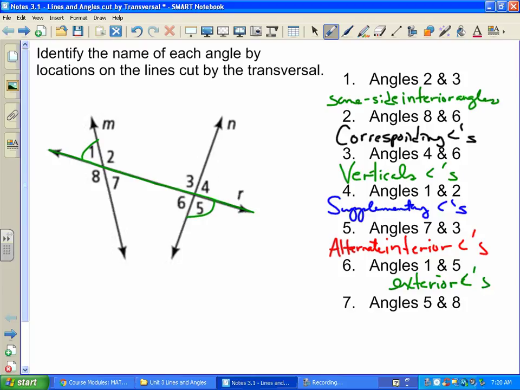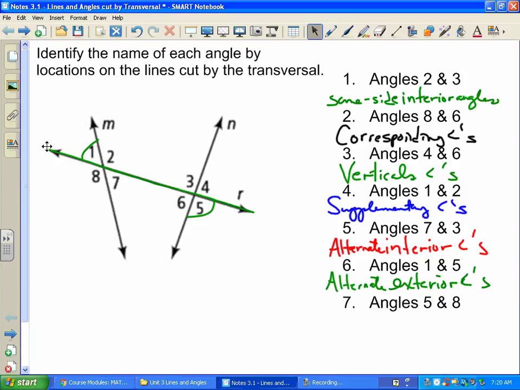But they also alternate because one is above the transversal and one's below the transversal. They are definitely not on the same side of the transversal, so that makes them alternate exterior angles, just like 7 and 3, but the previous answers were alternate interior angles.